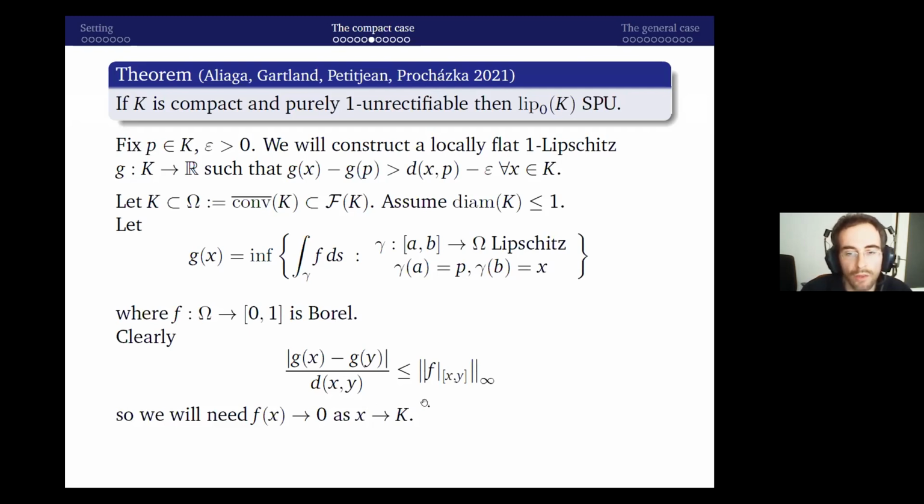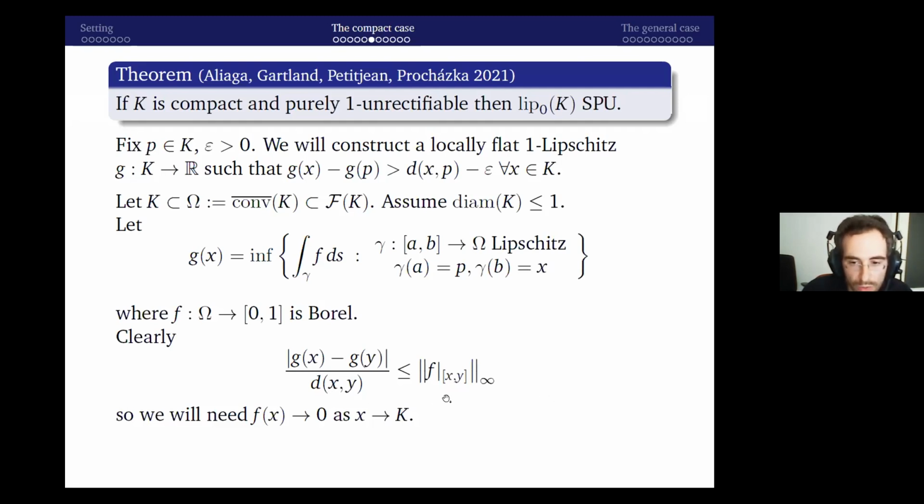This bound here follows simply from the fact that whenever we have a curve from P to X, then we can extend it by a linear segment, and we get a curve from P to Y. And in this extension, we have this integral on this extra segment, and then this will be bounded by the distance times the maximum of f in this segment. So this is where this inequality comes from.